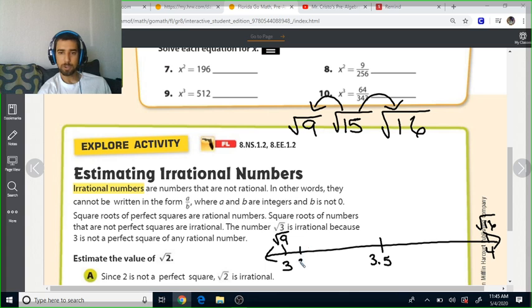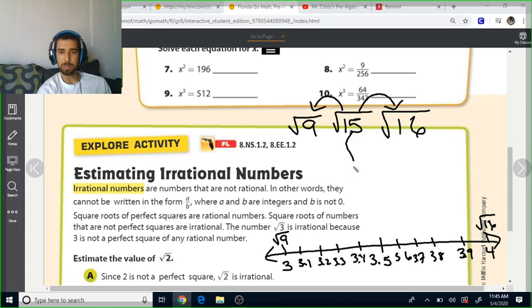So I know right here is going to be 3.1, 3.2, 3.3, 3.4, 3.6, 3.7, 3.8, and finally 3.9. If I had to put the square root of 15 somewhere in this number line, where would I put it, knowing that the number right before 16 is 15?